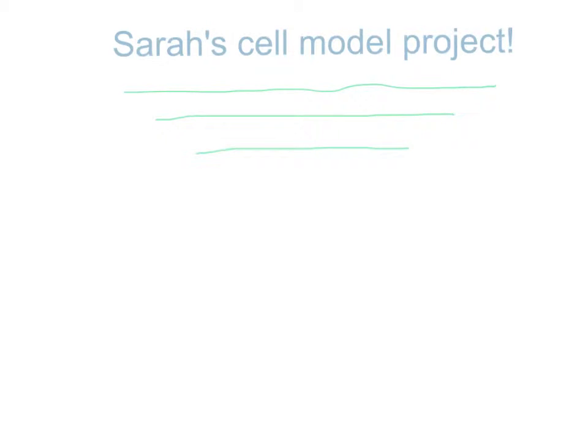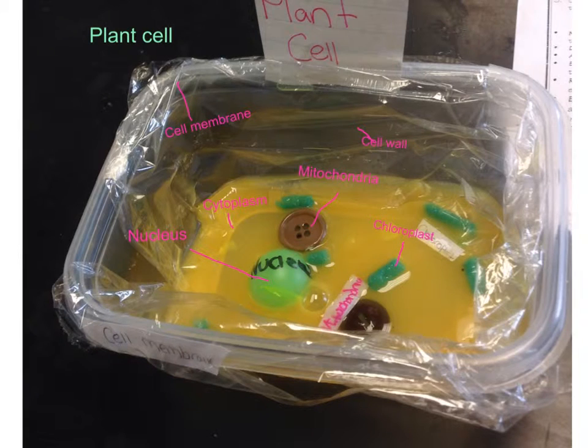This is my cell model project. This is my plant cell model, and the different parts of a plant cell are the cell wall, the cell membrane, the nucleus, cytoplasm, mitochondria, and chloroplast.